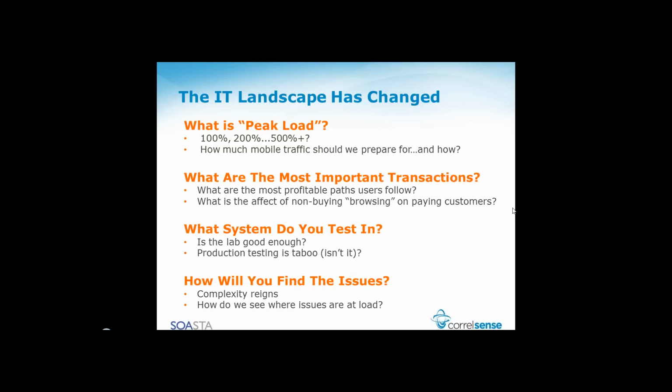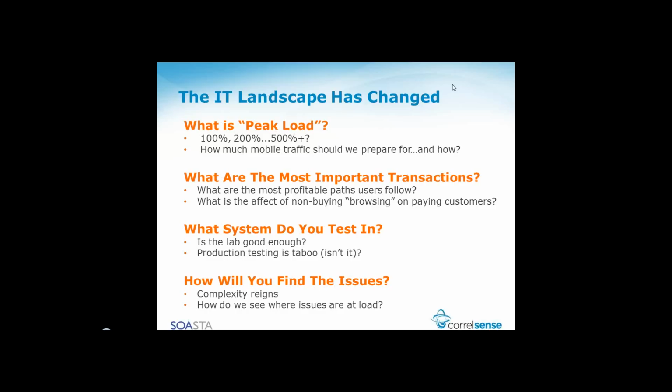And then just thinking about the scale and the capacity to support that scale, well, how do we choose the most important transactions to test? How do we actually know what users are doing? How do we actually know the most profitable paths that users take? And what's the effect of all the other traffic that's taking place on the website while profitable users are trying to execute their transactions?